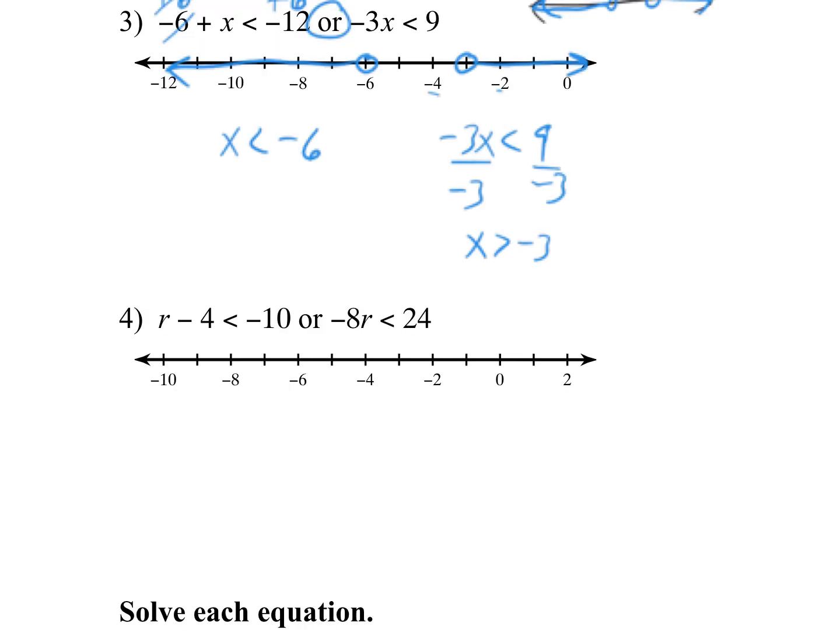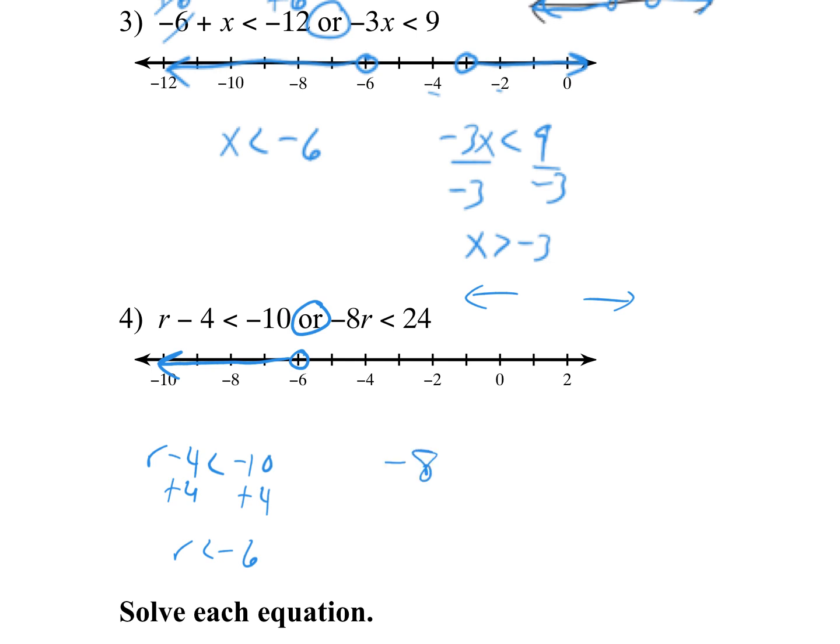Okay, so there was one more compound inequality, right? It was another or. So that means whatever it is, we should expect it to go in both directions. Solve each of them separately. So we get r minus 4 is less than negative 10. So you want to get rid of that negative 4 by adding 4 on both sides. So we get r is less than negative 6. And you can go ahead and graph that. We're going to have an open circle at negative 6. Anything less than negative 6 is going to go in this direction.